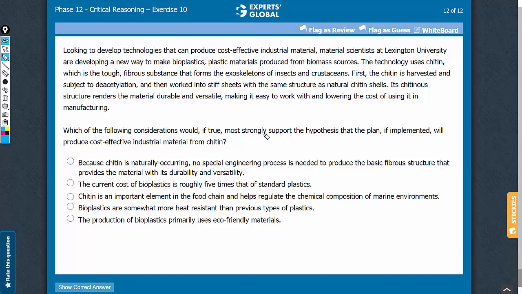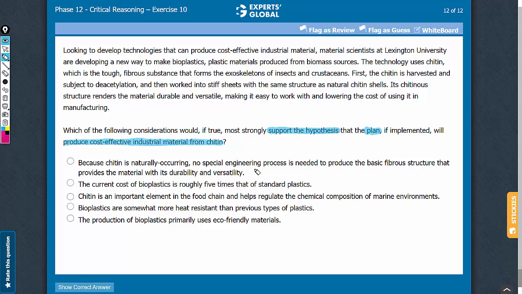This is a strengthening question and we have to support the hypothesis. The conclusion is implicitly stated in the question stem. The conclusion is that this particular plan of using the new technology will produce cost-effective industrial material from chitin. The missing link is between all the information presented in the argument and the conclusion that the plan will produce cost-effective industrial material from chitin. Our broad expectation from the correct answer choice is that it should strengthen this conclusion.